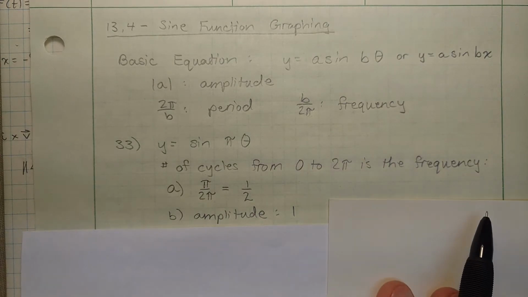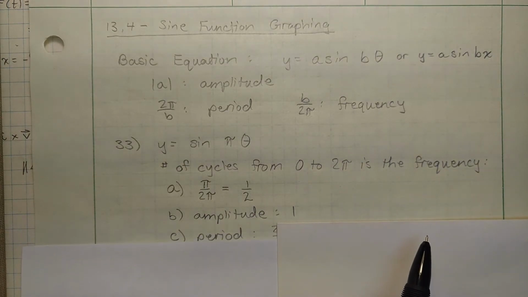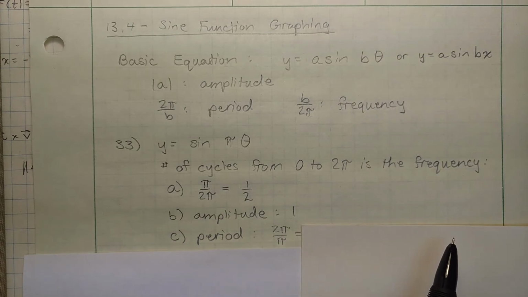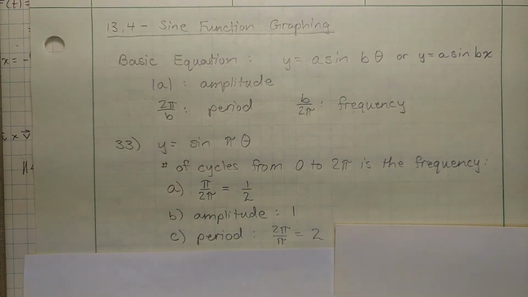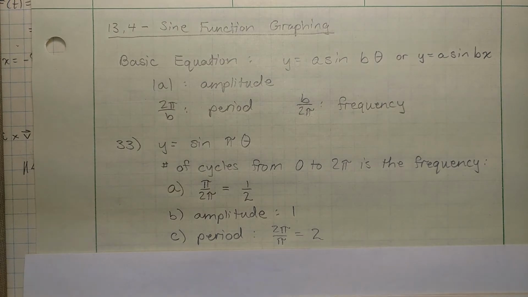So I could go ahead and do my formula. Here's my formula, 2 pi over pi, putting in pi for b there. I can do it like that, or I can just simply take the reciprocal of the frequency, since I already have it, say the reciprocal of 1/2 is 2. It's that quick and easy.